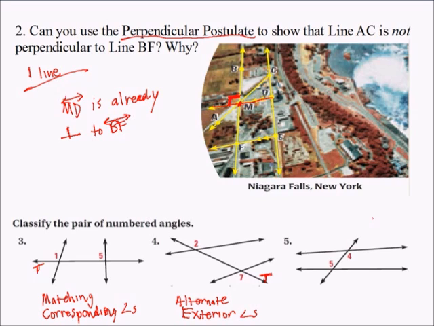And then right here, here's my transversal. 5 and 4 are on opposite sides of my transversal. So again, that's alternate. 5 and 4 are on the inside of my two lines, so that's interior. Those are my alternate interior angles.